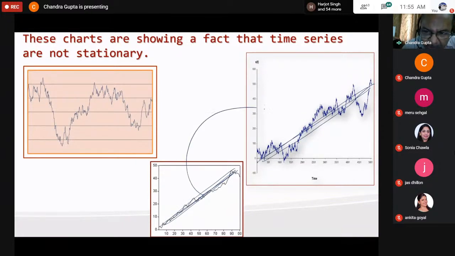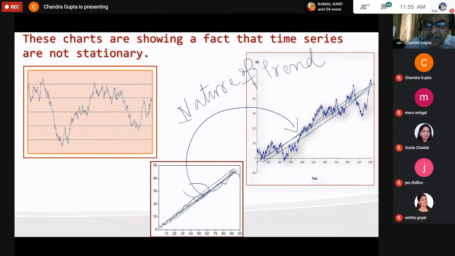But the nature of the trend is different. And you have to appreciate that difference in the nature of the trend. And this series doesn't have a trend, and you have to take care of it.